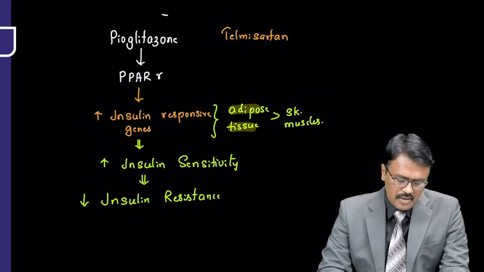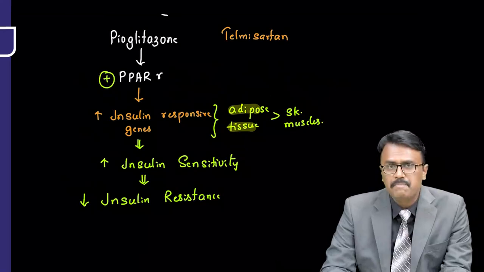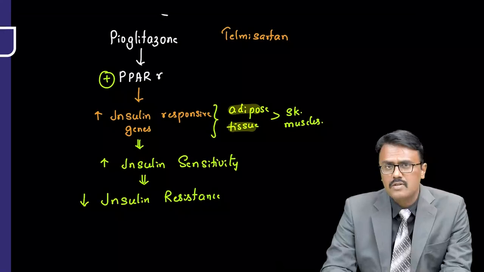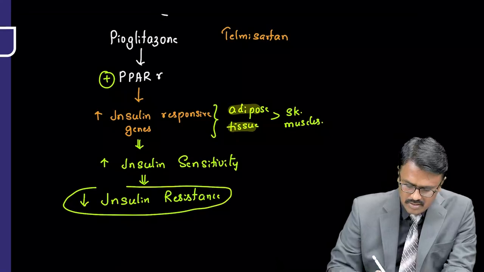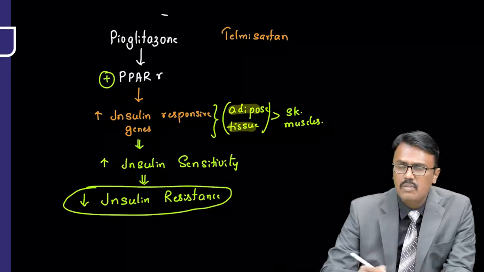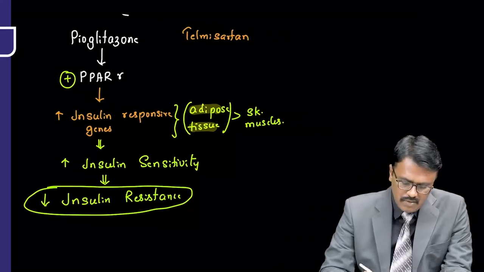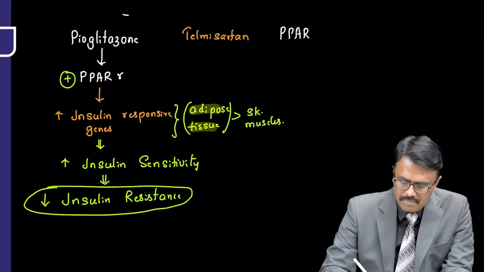I will repeat again. Pioglitazone stimulates the nuclear receptor PPAR gamma. It increases insulin responsive genes, which will increase the insulin sensitivity, and thereby it decreases the insulin resistance. Now the major site of action is adipose tissue, and there is one more drug, telmisartan, which is a PPAR gamma agonist. Now whenever you think of PPAR, please remember there is also something called PPAR alpha.